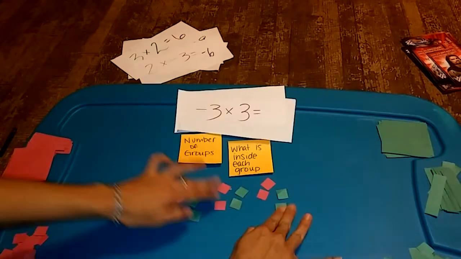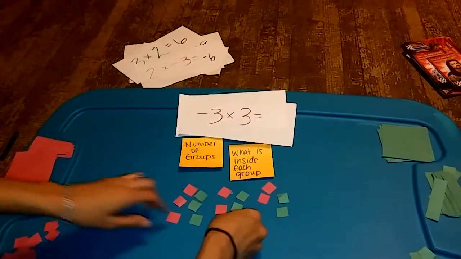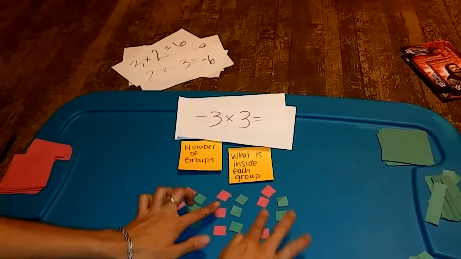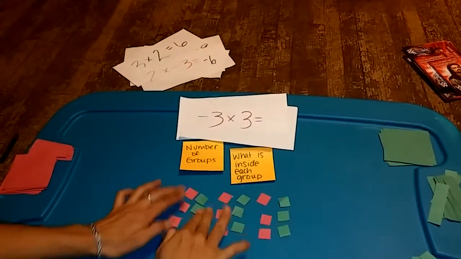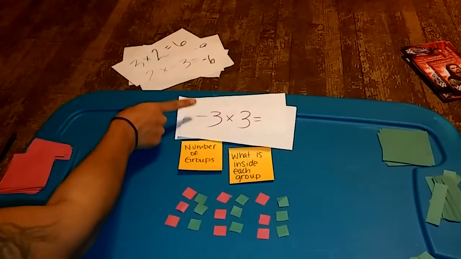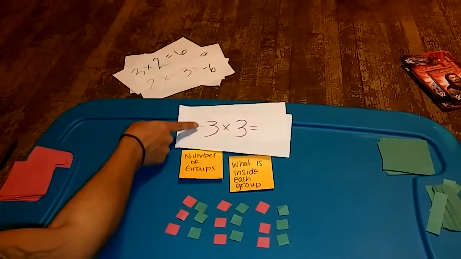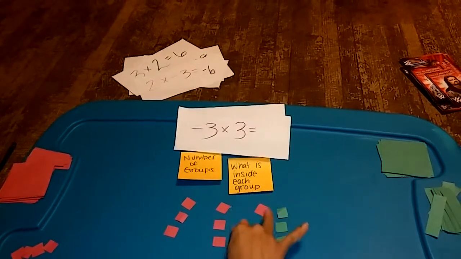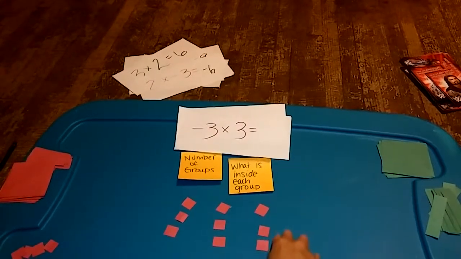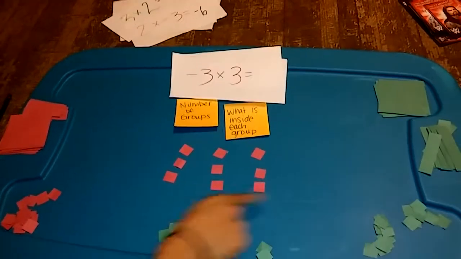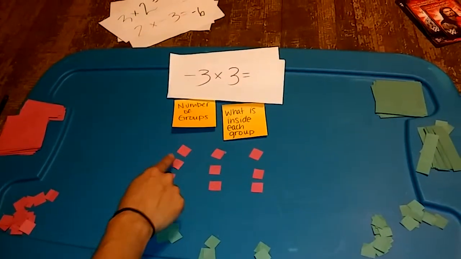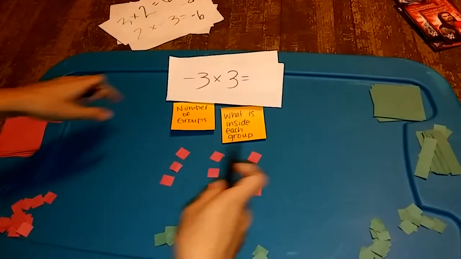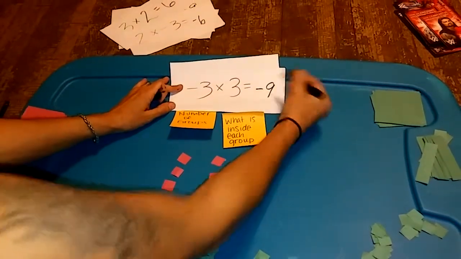All right, almost there. Let me just put 2 more on there. All right. So what I'm going to do is take away 3 groups of +3. There's 1 group of +3. There's 1 group of +3. There's a 3rd group of +3. What that leaves me is all negative numbers. 1, 2, 3, 4, 5, 6, 7, 8, 9. -3 times +3 is -9.